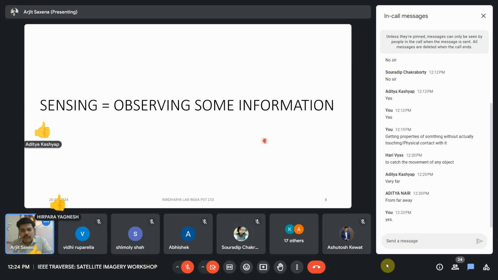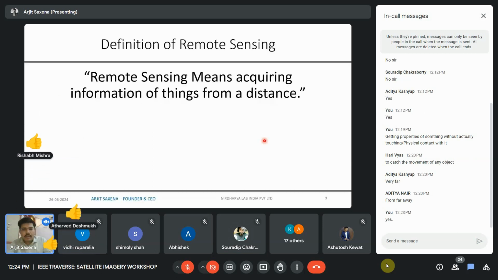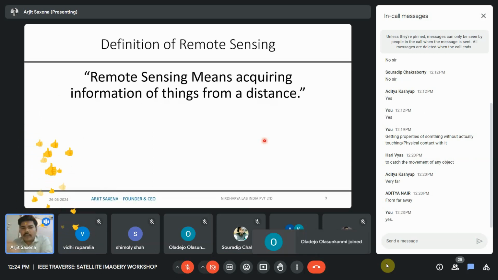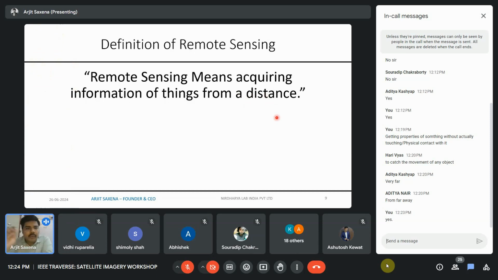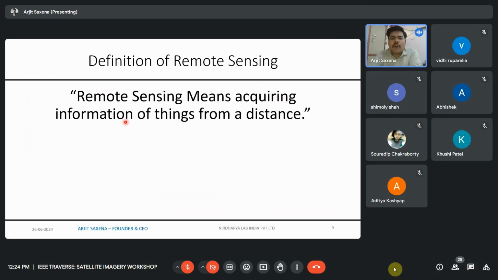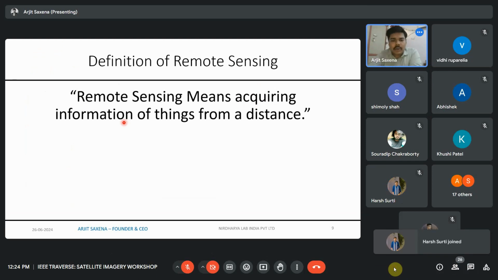Okay, good, wonderful. Now, the definition of remote sensing. Remote sensing means acquiring some information of things from a distance. Now, this word distance, we will talk about this as well, because each and every word present in the definition should be clear. Remote sensing is clear to us. It is acquiring some information, it is clear, of some particular things or objects, from a distance. But this particular point is not clear.